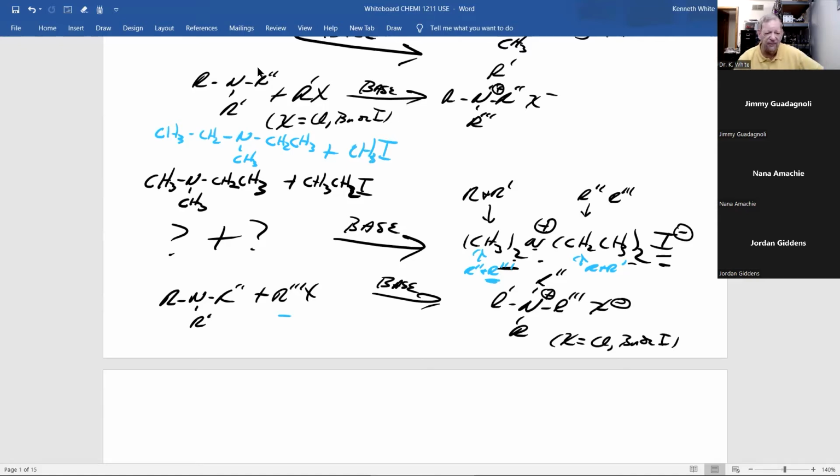Now, one thing I should mention, let's just look at this one right here. I could also have written that this way. That's something you don't do with carbon, but you can do with nitrogen. And that's how you do it.